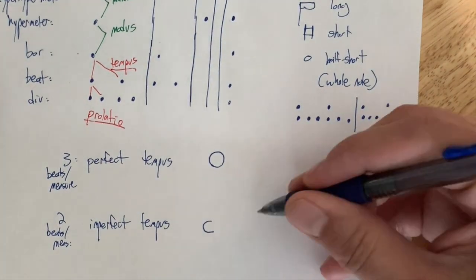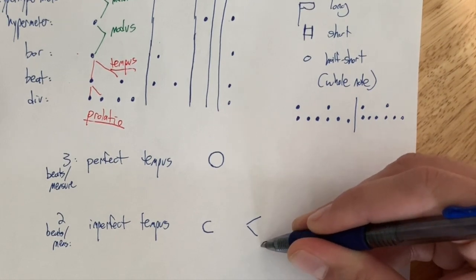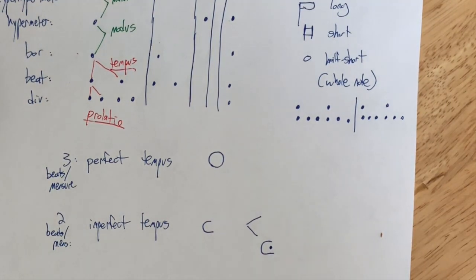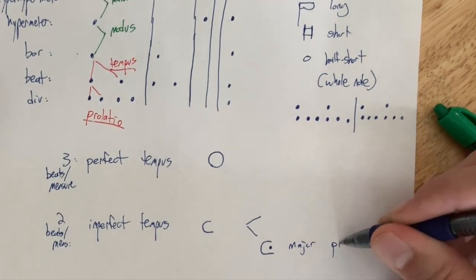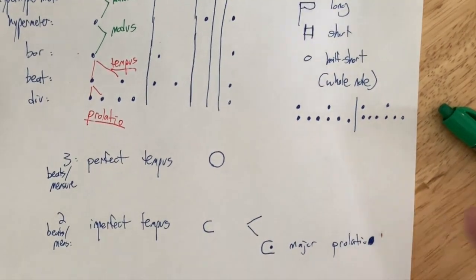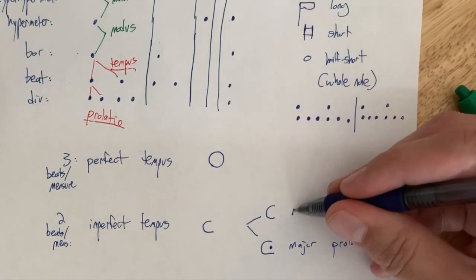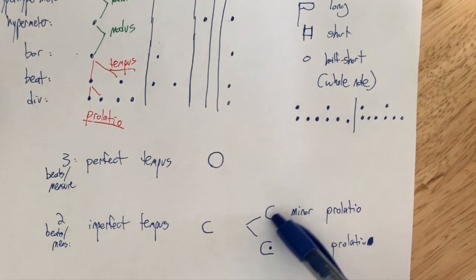However, this jig is an imperfect tempus, but a perfect prolatio. Except they don't call it perfect, they call it major prolatio. So a major prolatio means the beat divides into 3s. You can also have a minor prolatio. And a minor prolatio doesn't have the dot.